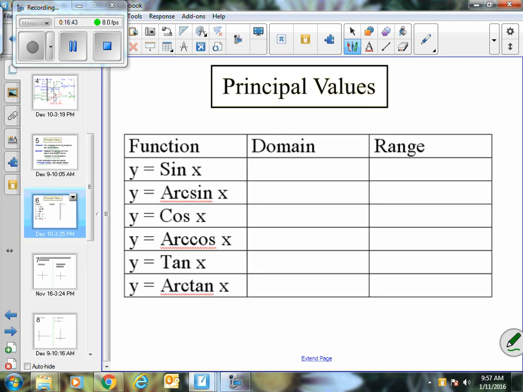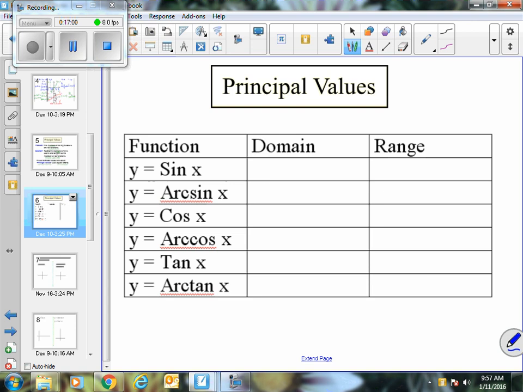All right, so let's fill in the chart here so you can see what we're talking about. So capital letter sine, that means the restricted domain for sines. Remember, we restrict the original function's domain, so the range of the inverse will be restricted.